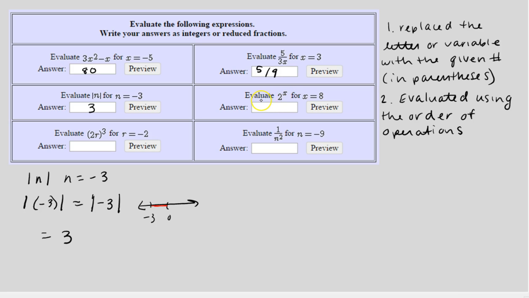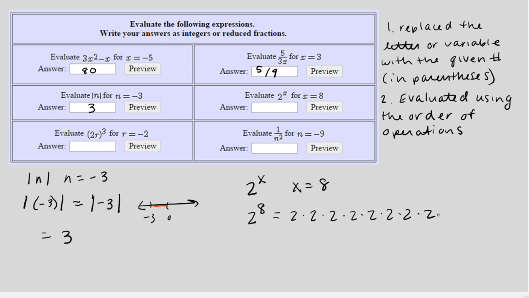Let's try the next one. Evaluate 2 raised to the x power for x equals 8. So 2 to the x for x equals 8. So I'm going to start by replacing the x with an 8. Okay. And again, here the parentheses aren't really necessary because 8 is the only thing in the exponent. So I didn't put the parentheses in there to save time. So this means multiply 2 by itself 8 times, or 8 factors of 2. So 1, 2, 3, 4, 5, 6, 7, 8 factors of 2.